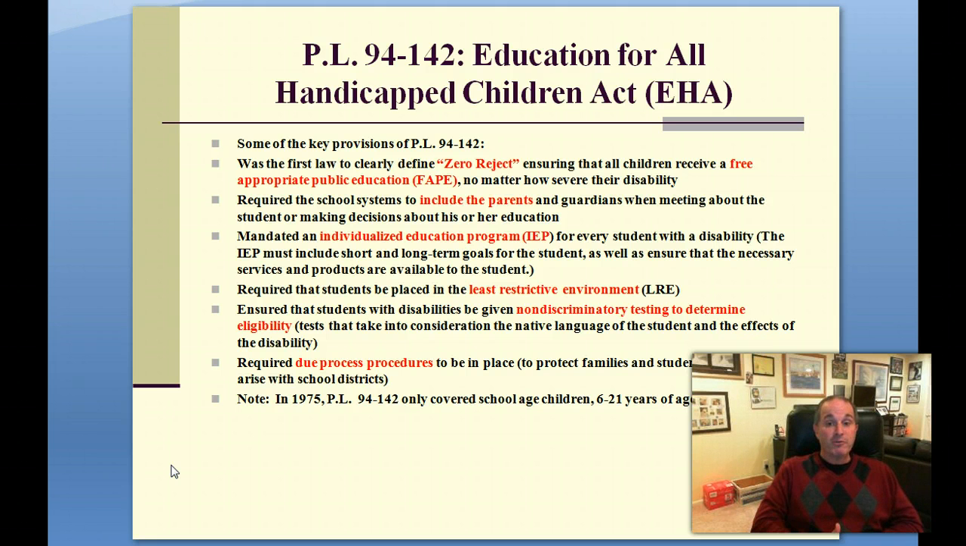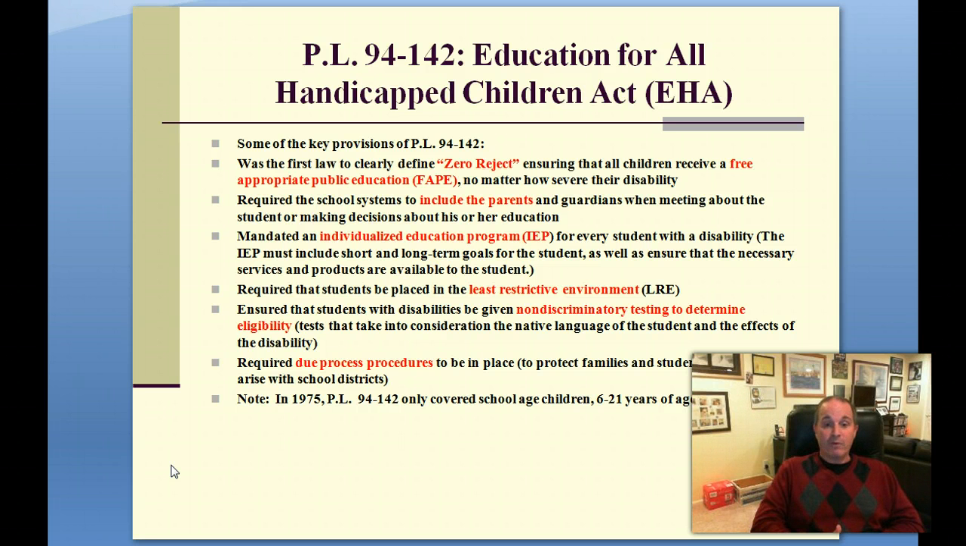Well, first, it was the first law to clearly define zero reject, which ensures that all children with disabilities, all children, receive a free, appropriate public education, or a FAPE, no matter how severe the disability. Next, it required school systems to include the parents and guardians when meeting about the student or making decisions about his or her education, so that decisions made about children with disabilities had to involve the parents in all steps of the special education process.